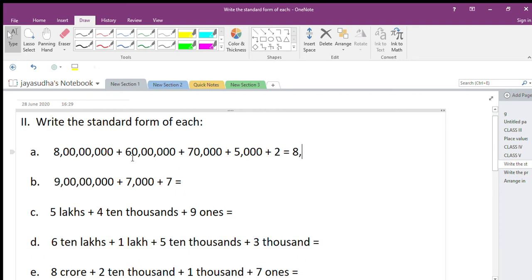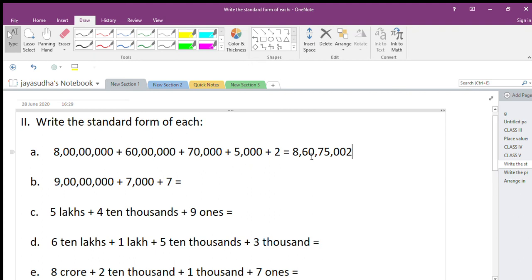Then what is this period? Ones, thousands, lakhs. So 60 lakhs. So you have to write the 60 lakhs. Then 70,000 plus 5,000. So the thousands place values are 75,000. Then what about here, 2? There is no hundreds place, there is no tens place. Instead of these two places, you put two zeros. Then 2.